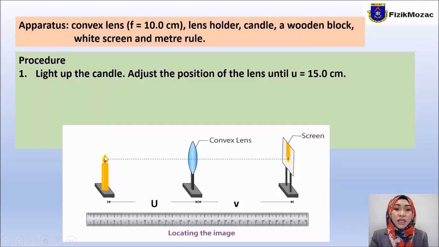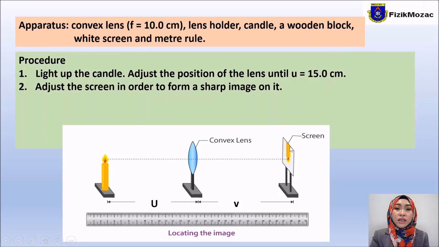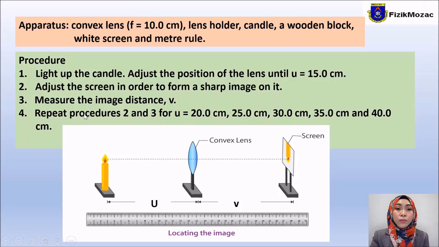The first procedure is to light up the candle, and then adjust the position of the lens until the object distance is equal to 15 cm. Then you adjust the screen in order to obtain a sharp image on the screen. Next, you measure v using a meter ruler, and then you repeat the procedure for u equals 20, 25, 30, 35, and 40 cm.